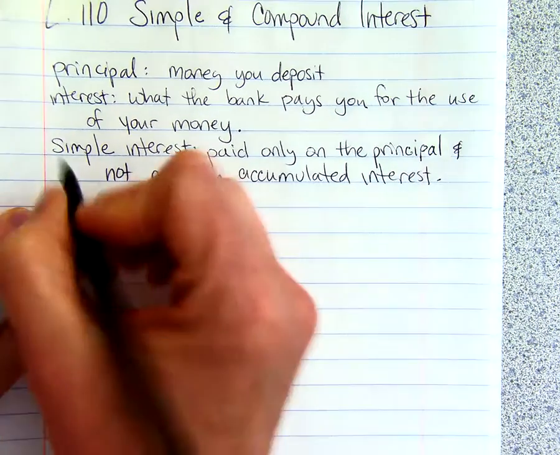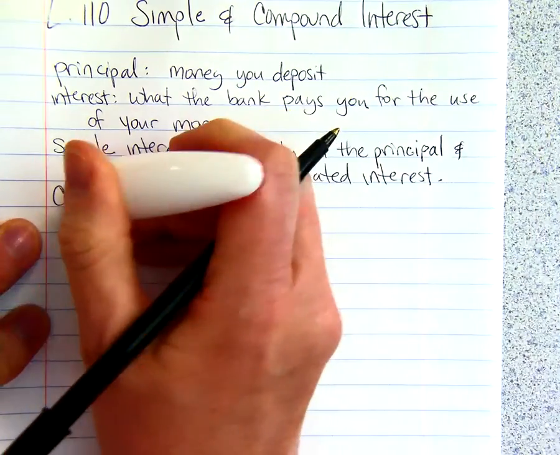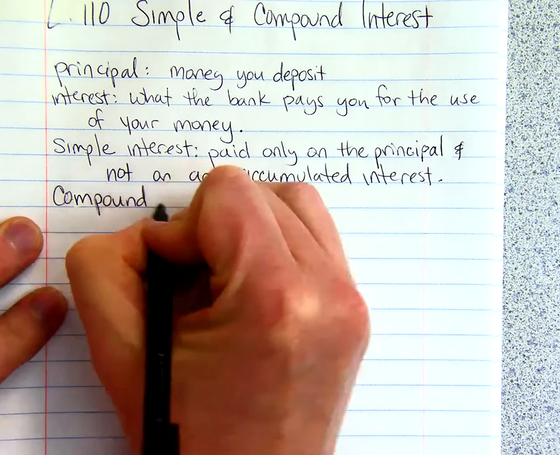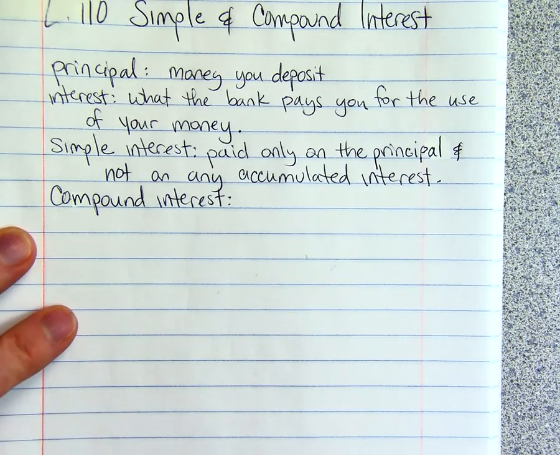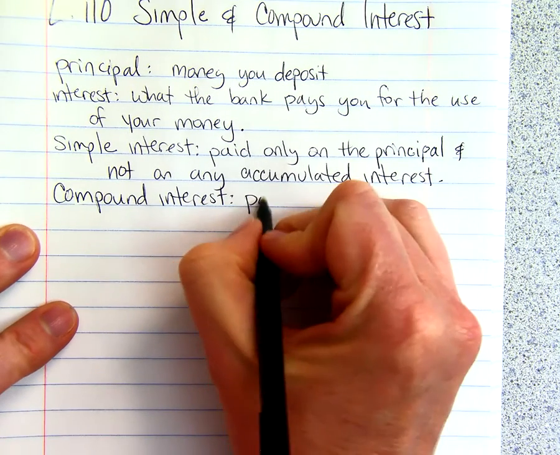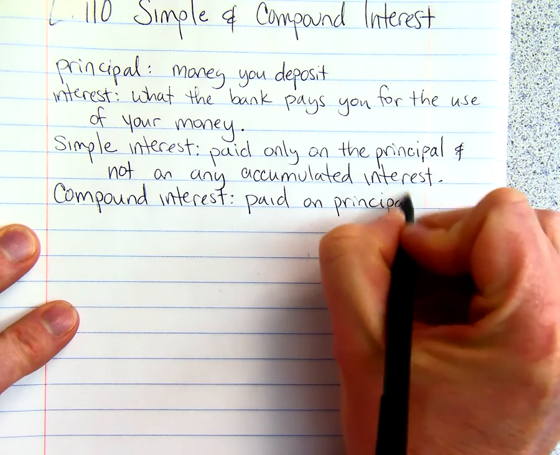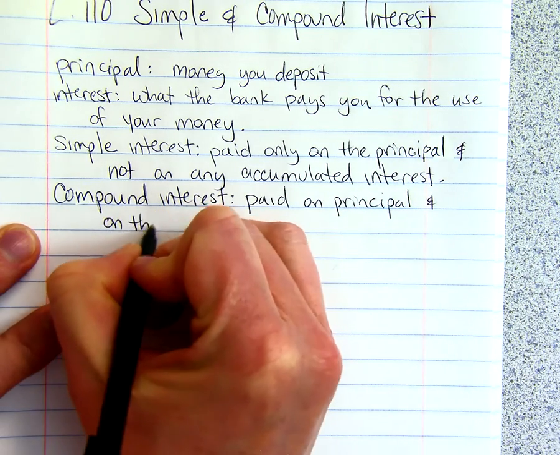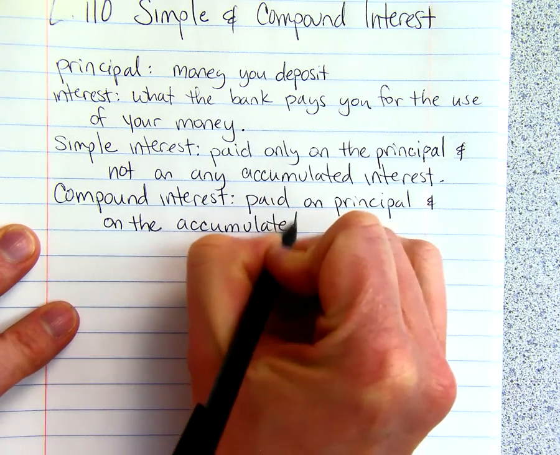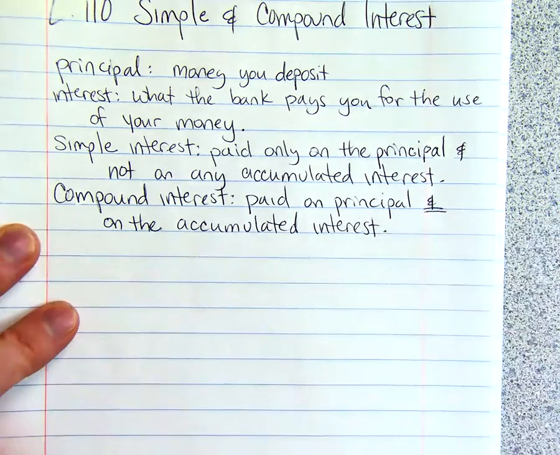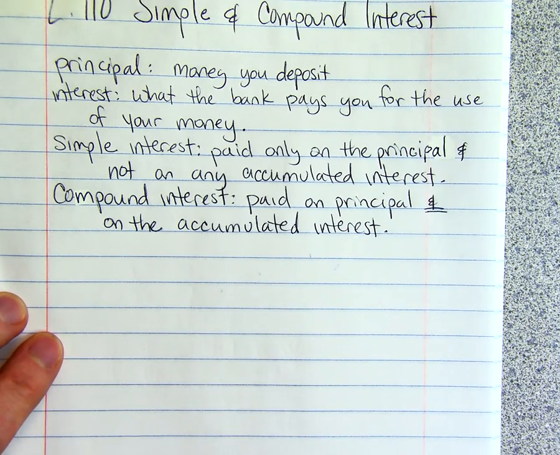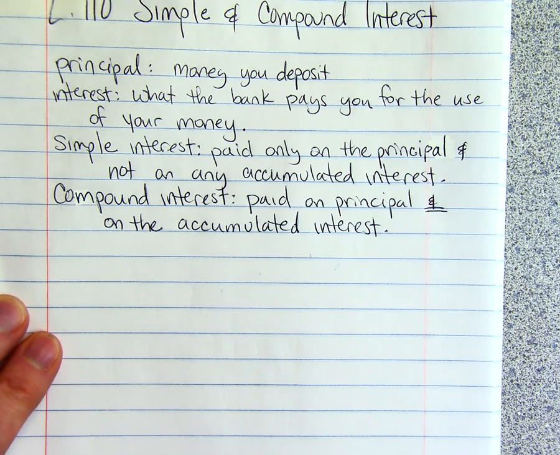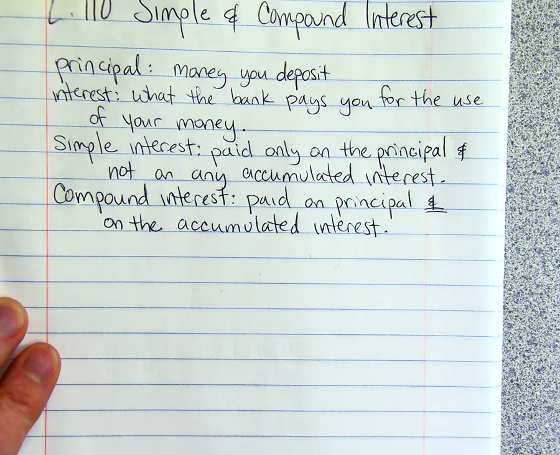And then compound interest is paid on the principal and on the accumulated interest. So it pays on both. That's the kind that you normally get at your bank. If you put money in savings and you just leave it there, they'll give you interest on the money you put in, and then it will add to the amount you put in there, and then they'll pay interest on that new total. That's called compound interest.